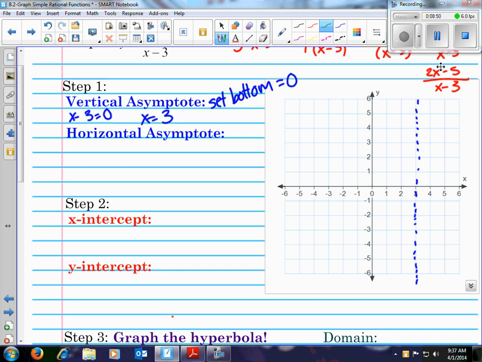Now my horizontal asymptote, again, I'm going to look at my degrees. So this is x to the first power and x to the first power. Since these are the same degree, I'm going to take my leading coefficients, and there's an imaginary 1 here. So my horizontal asymptote is just going to be y equals 2 over 1, so y equals 2. So I'm going to go up to y equals 2 and make my horizontal asymptote.